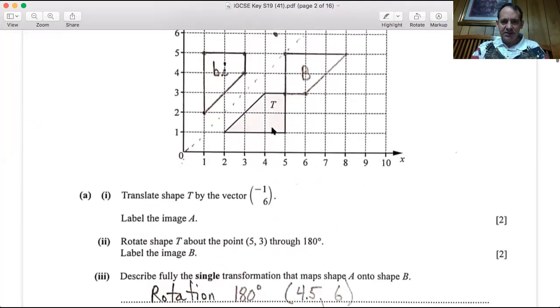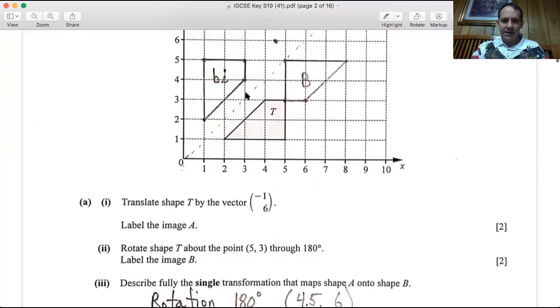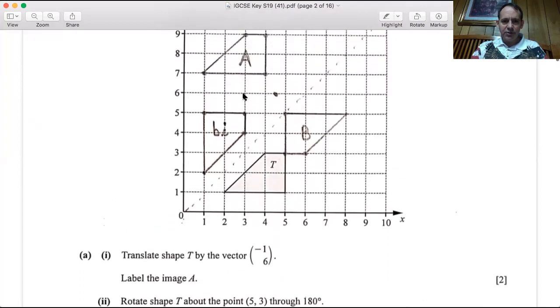So we want to take this T, you go to each vertex. So if we start here, follow the pointer, and a -1, 6 means back 1 and then up 6. So 1, 2, 3, 4, 5, 6, put a dot. If you start from this corner, back 1, up 6, put you here. Start from this corner, back 1, up 6, put you here. Start from this corner, back 1, and up 6, put you there. So we draw that in and we label it image A.